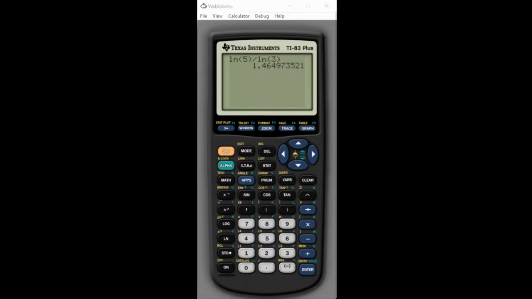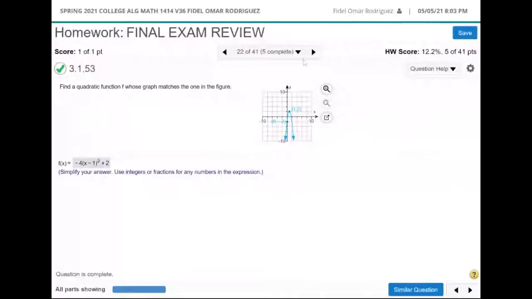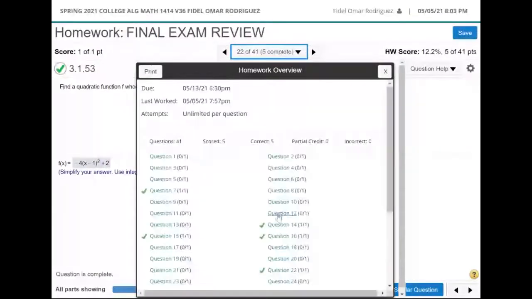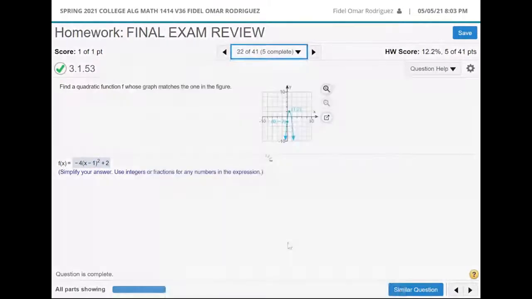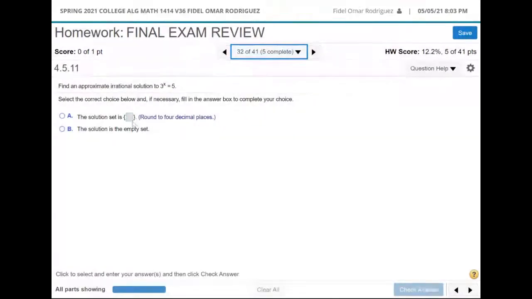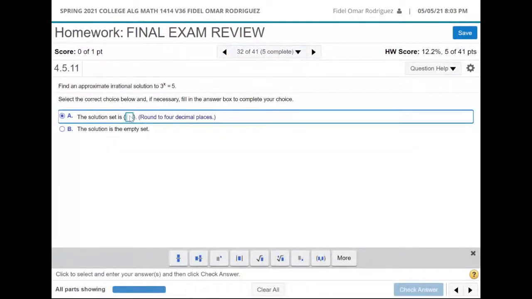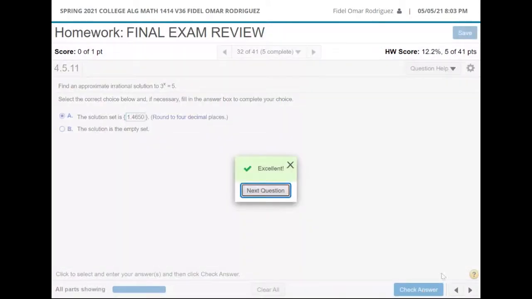So let me stop doing this part here, and I'll come back to the actual homework problem. And this was number 32, I want to say. Yes. And I'm coming up with 1.4650. And I'm going to check my answer. And we got it right, okay?